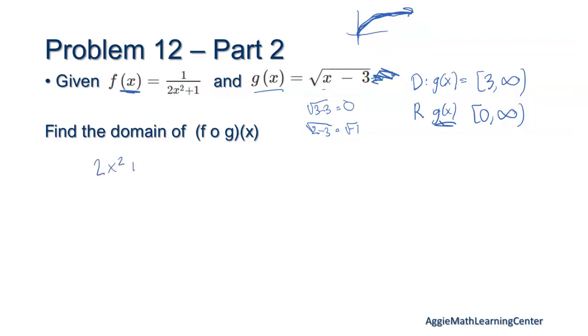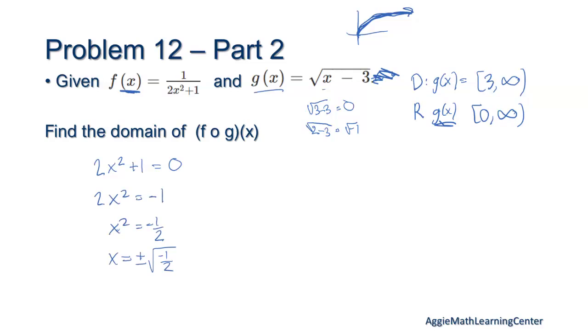2x squared plus 1. What if it were equal to 0? What are those values? I know that I've got to throw them out. So I'm going to subtract 1 from both sides, divide by 2, and take the square root. Okay, well, I notice that that is a negative number. That means that those are imaginary values.